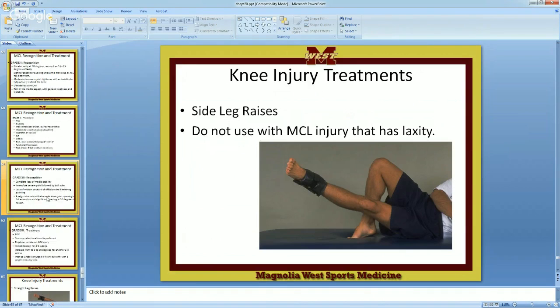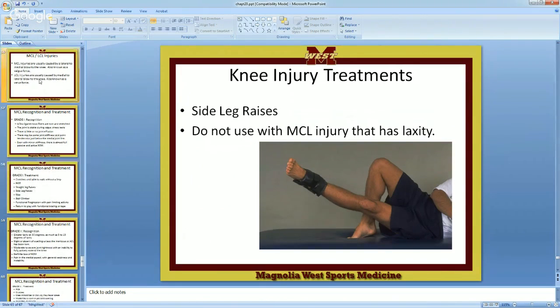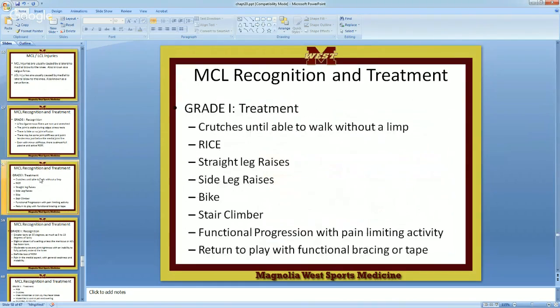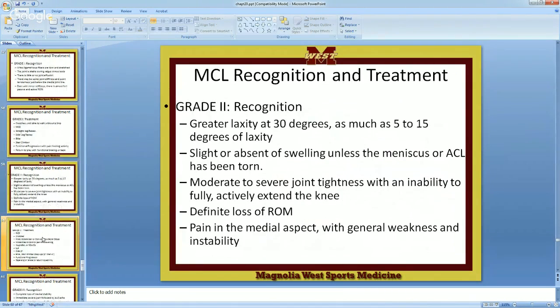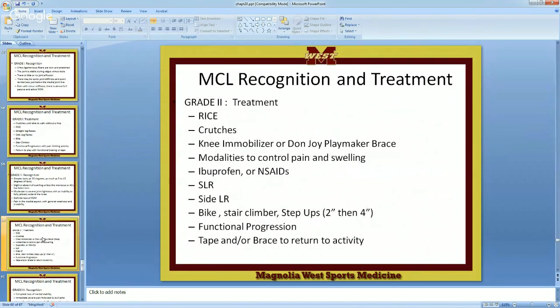All right, here's the last part of it, and that is recognition and treatment of grade 1, grade 2, and grade 3. Make sure you know both recognition and the treatment of grade 1, 2, and 3 MCL injuries. Okay. I'm sure you'll do well.